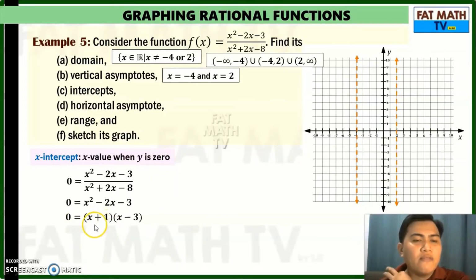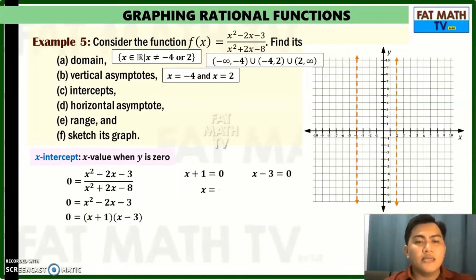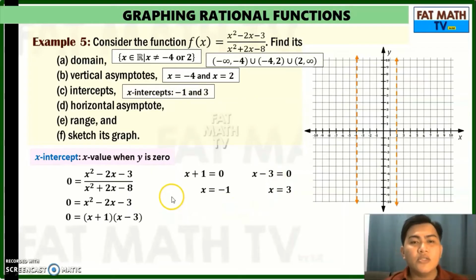Okay, so when will the product of x plus 1 and x minus 3 be equal to 0? If one of them is 0 or both of them are 0. So that's when x plus 1 is 0 or x minus 3 is 0. So x plus 1 is 0 when x is -1, and x minus 3 is 0 if x is +3. So the x-intercepts are -1 and +3, meaning to say the graph of the function passes through the x-axis twice at (-1, 0) and at (3, 0).